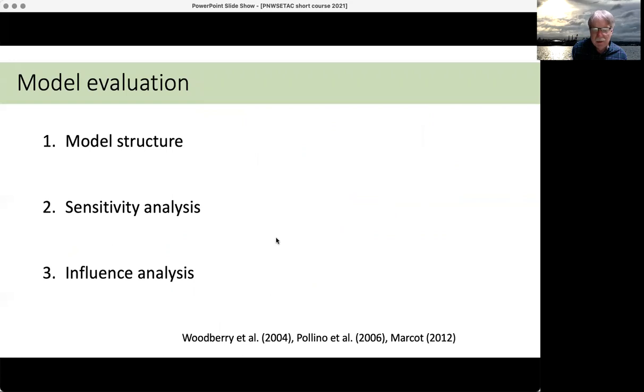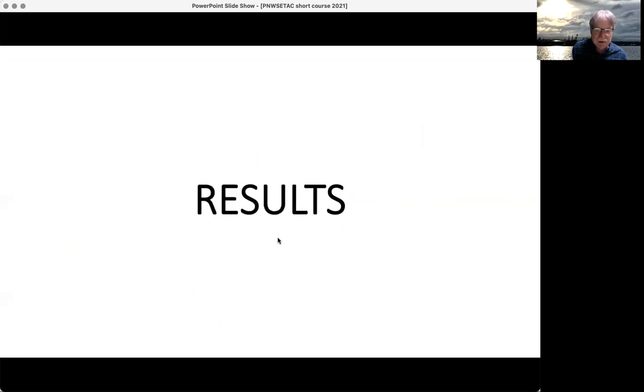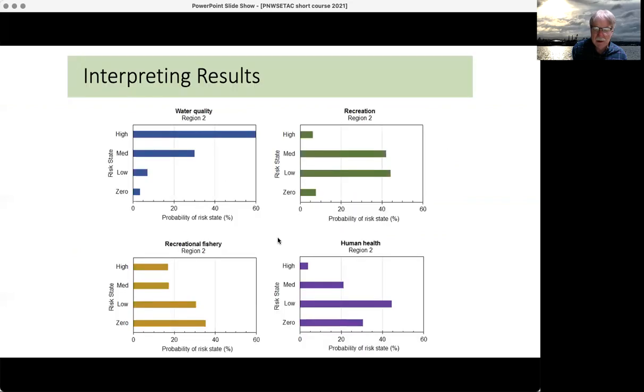So we're going to evaluate the models. We're going to do sensitivity analysis and look at the influence. Results. So water quality, and these are all for region 2. Water quality is at high risk in region 2. This is the region just where the mercury is coming in as it's going through Waynesboro.